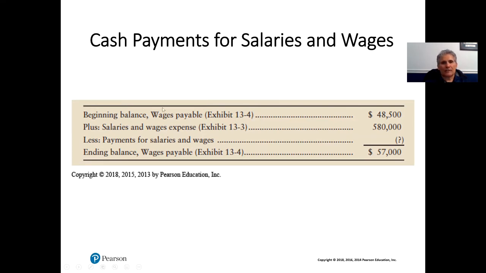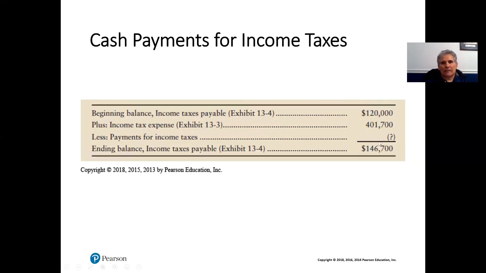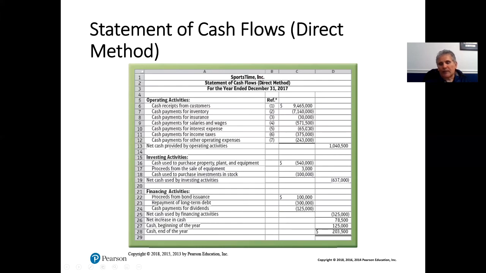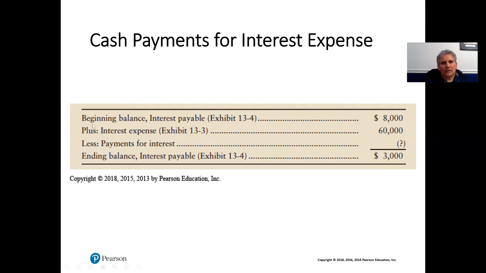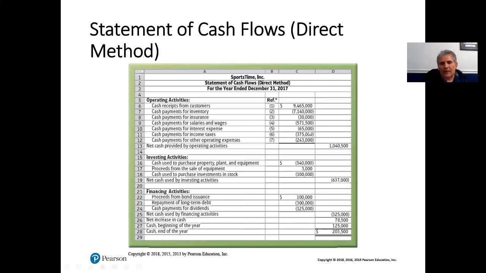Okay, so cash payments for salary and wages, beginning wages payable, 48,500. We're going to add to that what was the expense, 580,000. We're going to subtract for that the payments that were made, which is the unknown variable. And then ending balance was 57,000 for wages payable. So solve for this amount, and that should give us 571,500 negative. We'll go to interest expense. The beginning interest payable, 8,000, plus interest expense, 60,000, less the payments for interest, that's the unknown variable, and ending balance interest payable, 3,000. Solve for the unknown variable, and then that means that interest expense is negative 65,000.